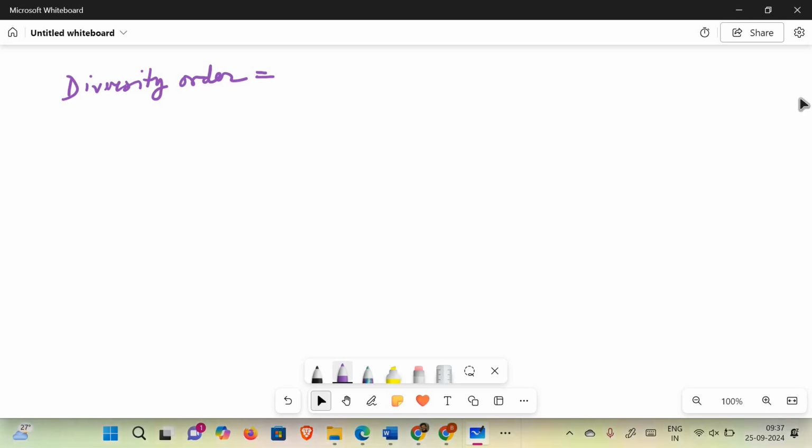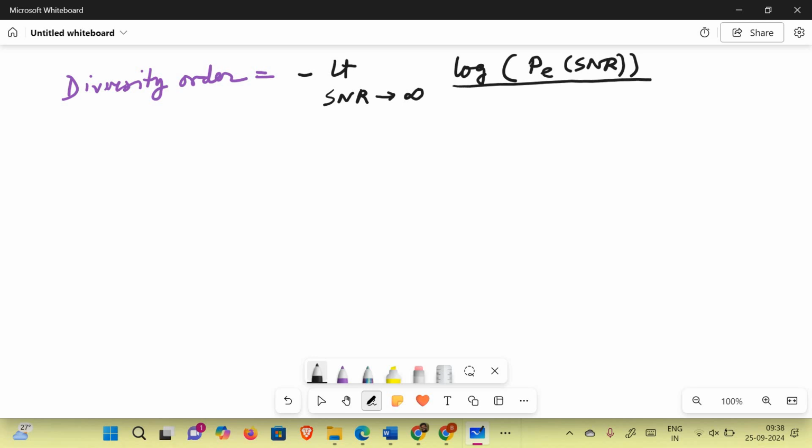Okay. So diversity order is nothing but the ratio of the probability of bit error to the SNR value. It is usually expressed as minus limit of SNR tending to infinity. Please make a note, you don't need to compute anything, it's just for your understanding. This is given by log of P(SNR), which is basically your bit error rate, divided by log of SNR. This is usually the expression of diversity order.